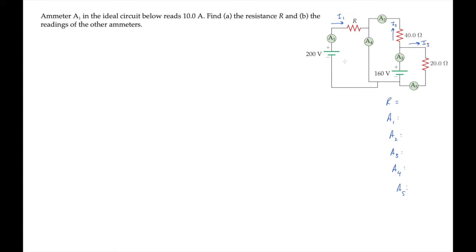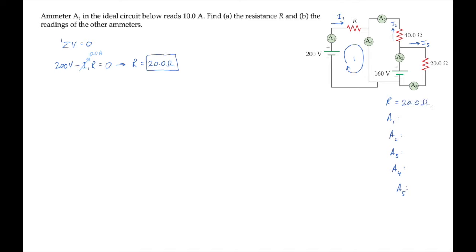Now we can apply Kirchhoff's loop rule to this loop, which I'll call number 1, summing the voltages around loop 1 and setting it equal to 0. Starting at the battery, we have 200 volts minus the voltage drop across the resistor, and that equals 0. We know the current I1 is 10 amps, so we can solve for the resistance R, finding that it equals 20 ohms. I'll record that over here.